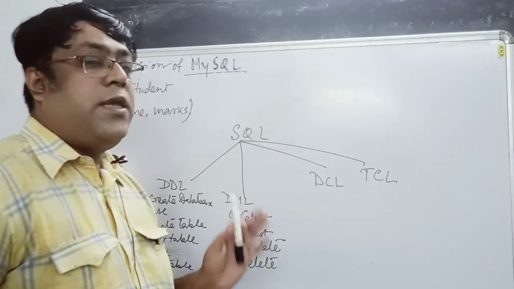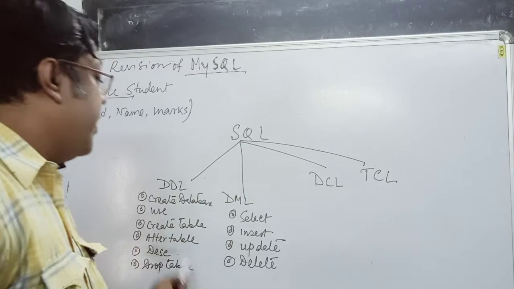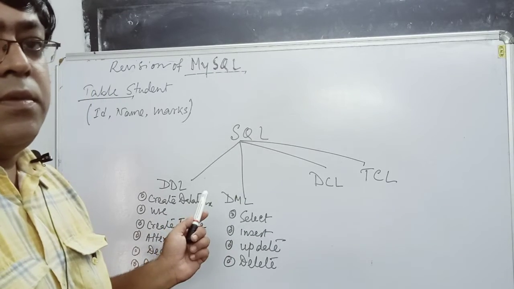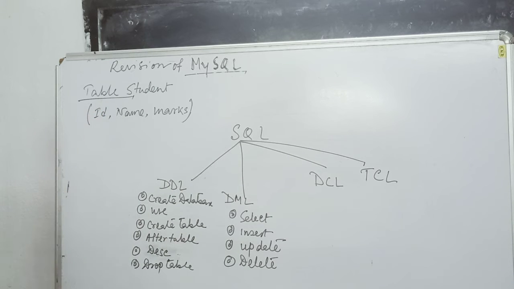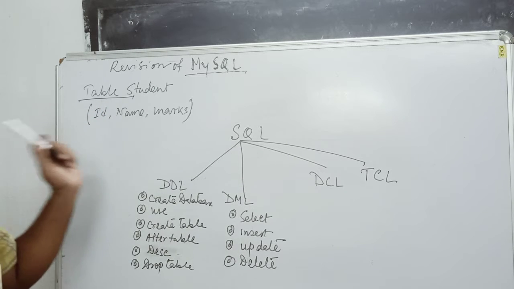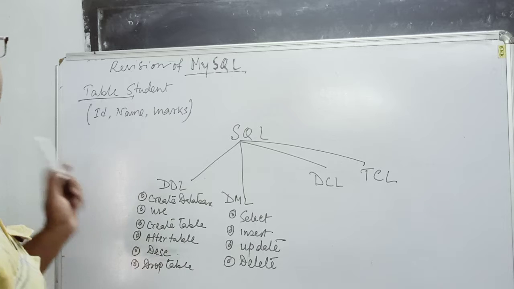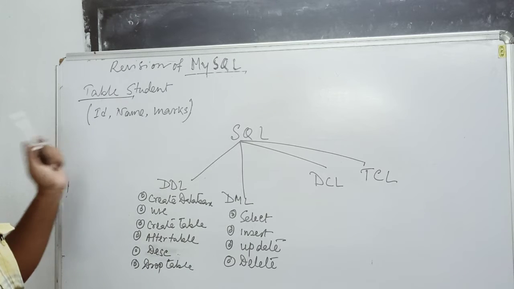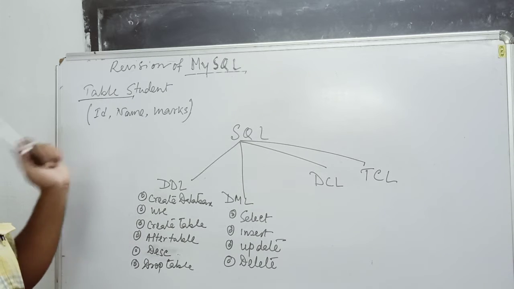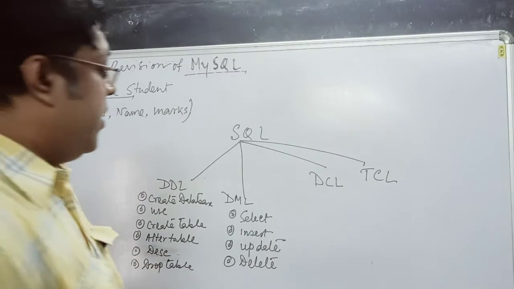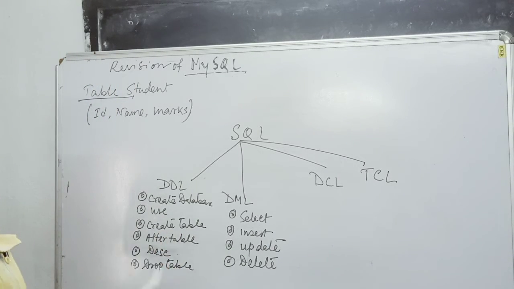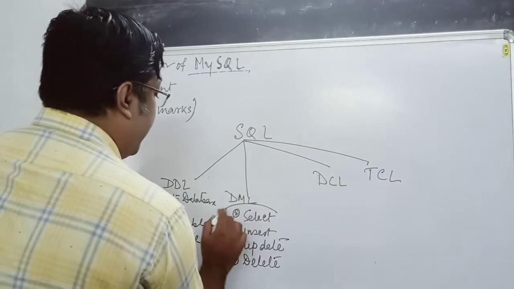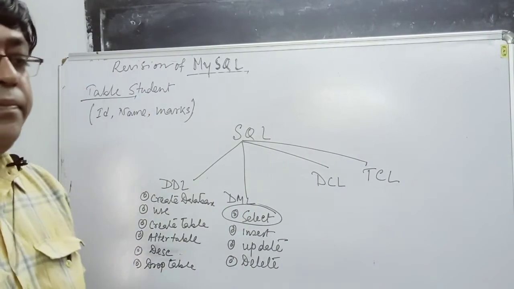Now we have to see how we use the DML commands with our particular table. Here our table name is student with three columns or three attributes: one is ID, student ID, one is name, another is marks. Now we write down the commands to fetch records from the table by using the select statement.